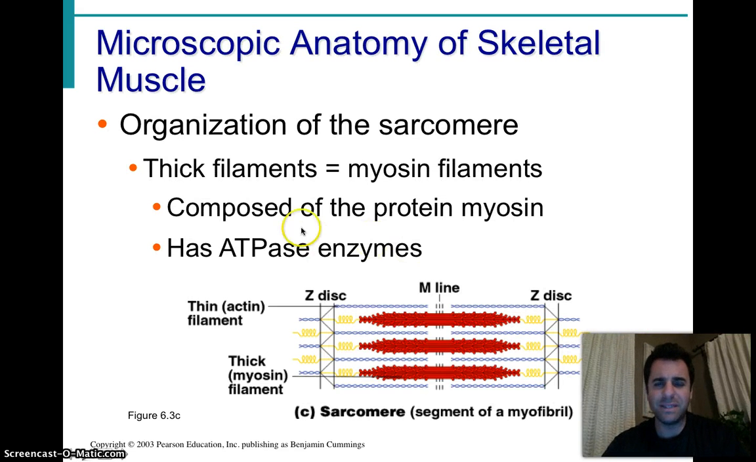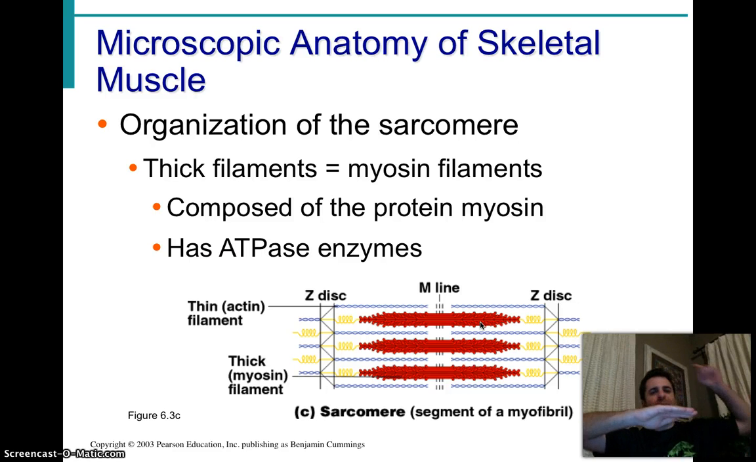So thick filaments, as they're called, are myosin, here shown in red. And the thin filaments we'll talk about are in blue. Those are called actin. And the myosin has ATPase enzymes. Now, any word that ends in ASE is an enzyme. And ATP is an energy molecule. So the important thing here is when I have myosin here, when ATP binds to the myosin, that ATP immediately breaks apart into two things, ADP, or adenosine diphosphate, and a phosphate group.